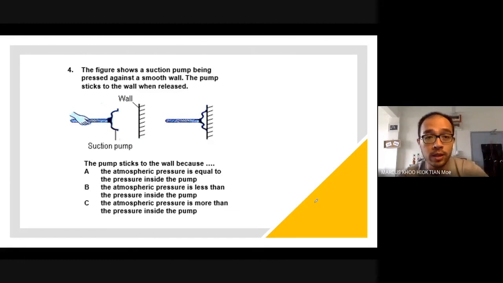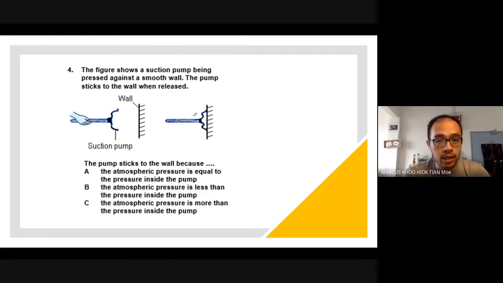Okay, so this works around the same principle. When you press the suction pump, let's say, what do we call that at home, the plunger? Let's say something is stuck in your sink, right? Then you pump it. So this basically works around the same principle.